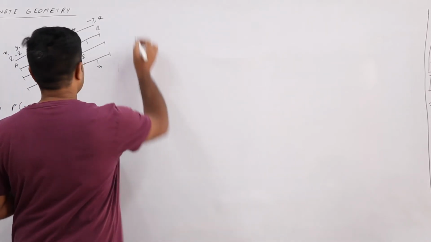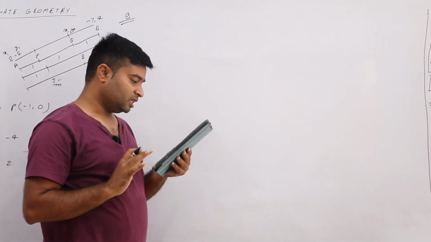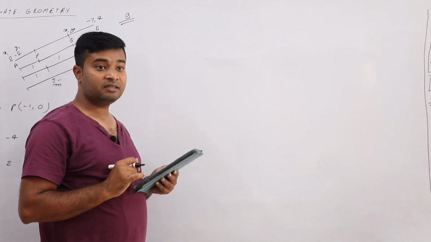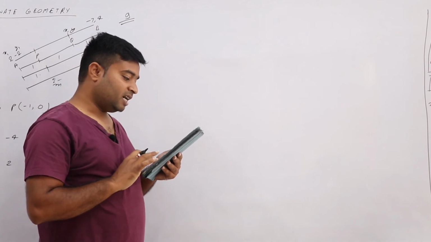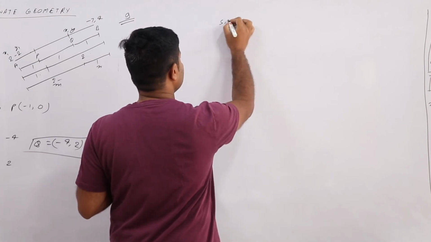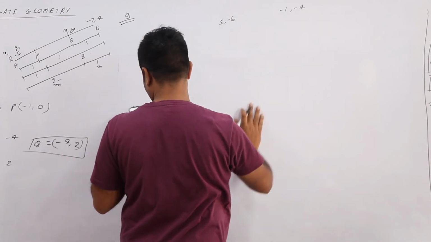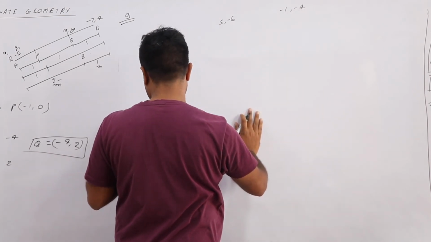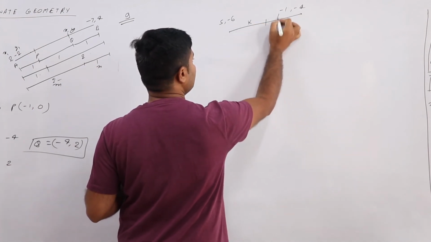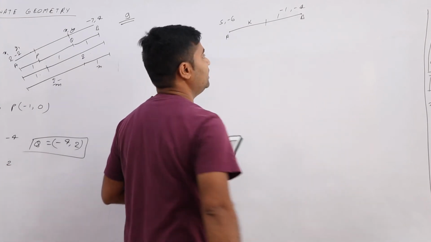Question number 9. Find the ratio in which the y-axis divides the line segment joining the points 5 comma minus 6 and minus 1 comma minus 4. So this is the line given, dividing in the ratio k is to 1. Assume names are not given, so A, B.